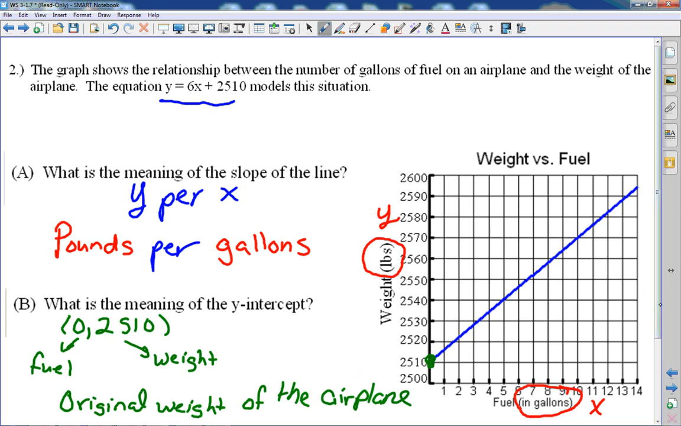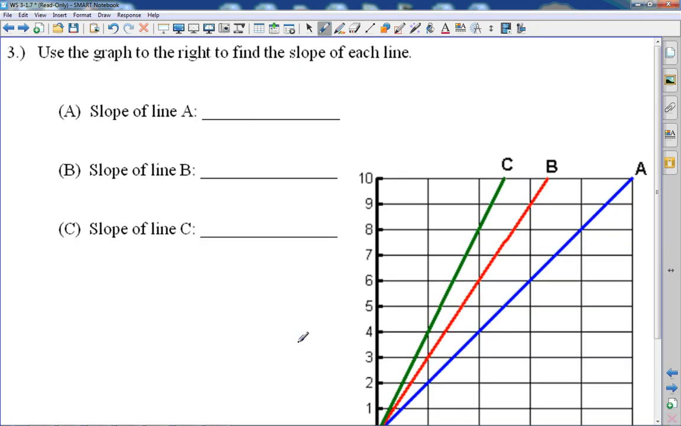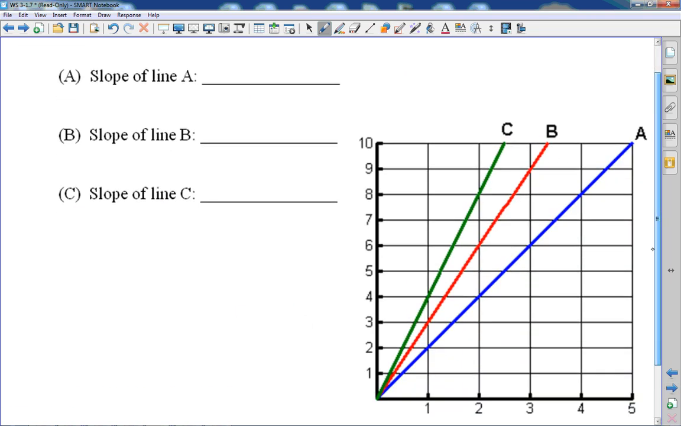Okay, let's see if there's anything else for us to answer down here. Nope. This one, let's see if we can look at this.